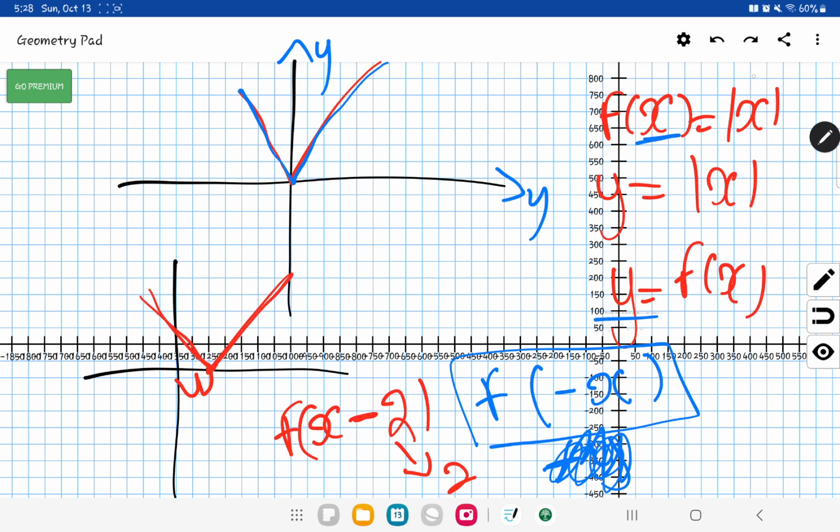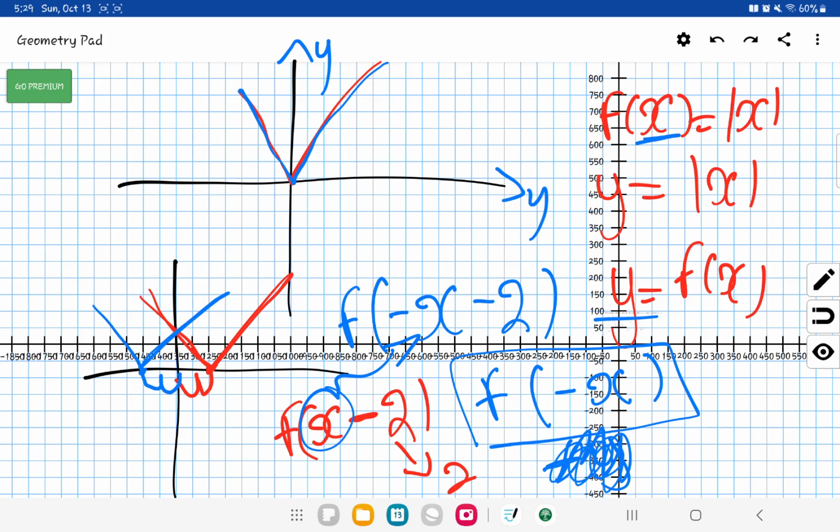So if they told us f(-x-2), what did they do? They multiplied the x by negative. What we would do is go 2 units, but on the opposite side. So we're going to do a horizontal reflection. It would look something like this.